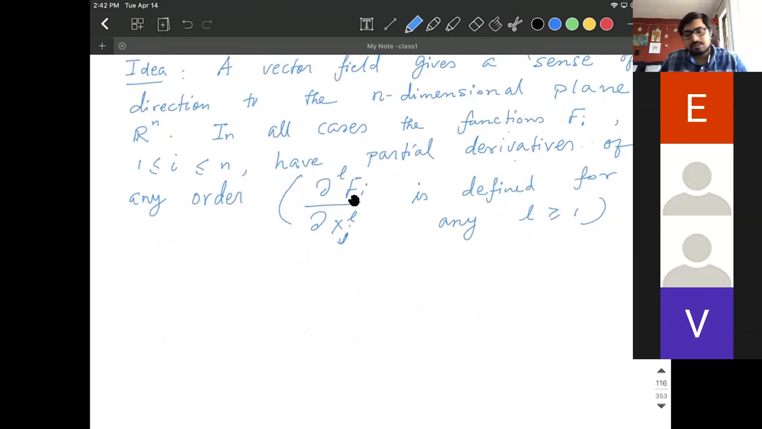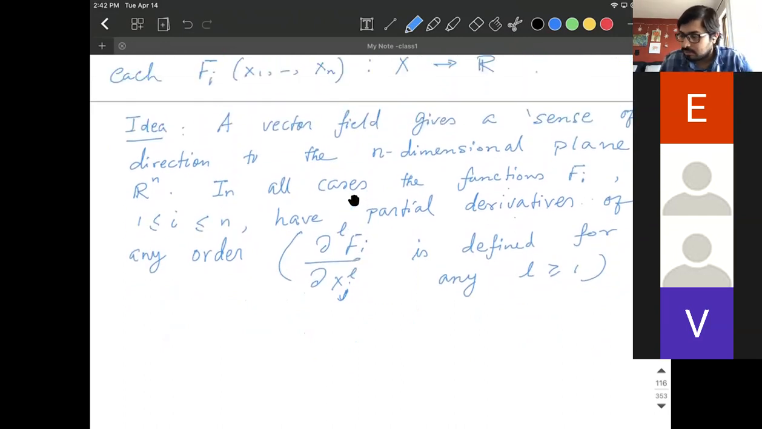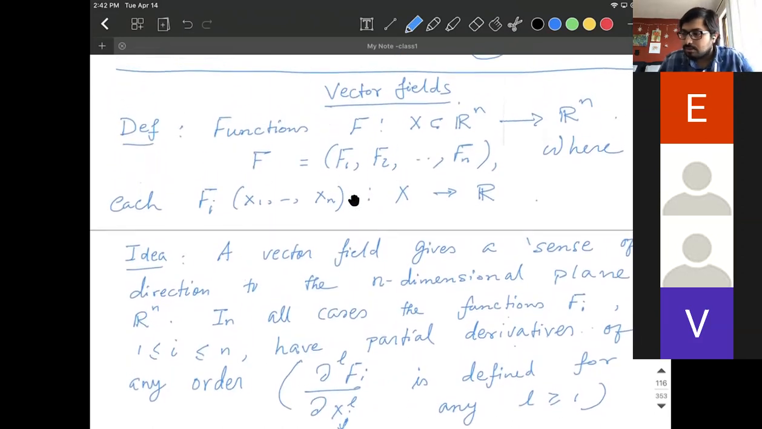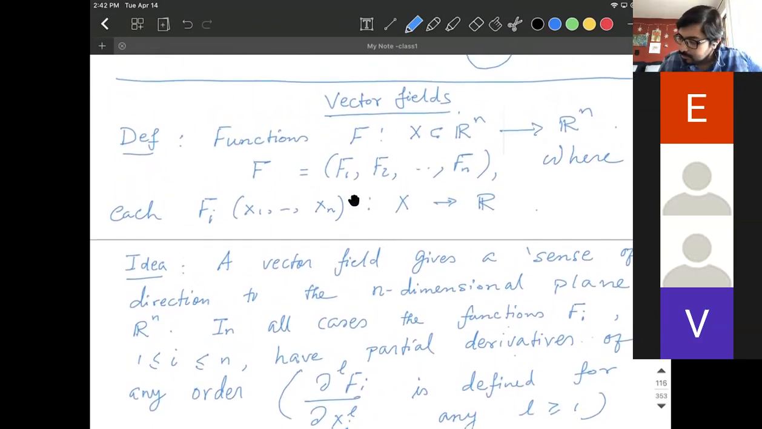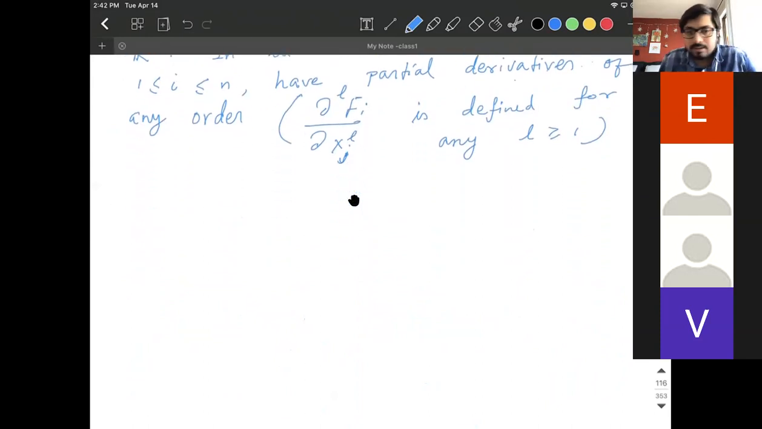So, in other words, these functions f_i are sufficiently nice, or sufficiently smooth. So there are no, let's say, sharp curves anywhere in these functions. And so is the whole function f. So under those circumstances, a vector field gives a sense of direction to the n-dimensional plane R^n. Okay. So let's see examples to make things clearer.